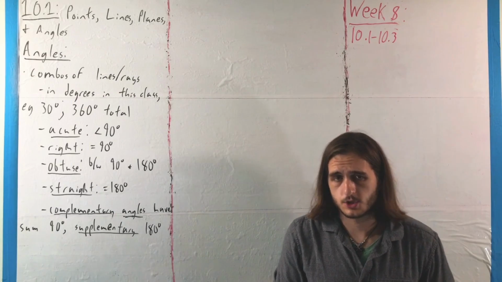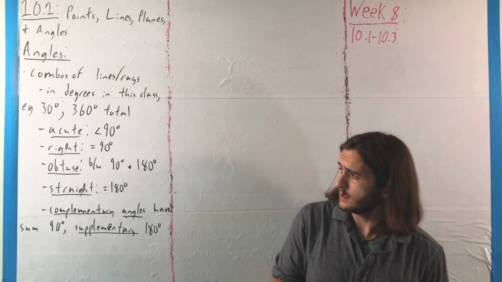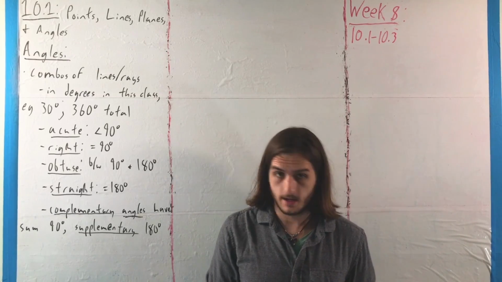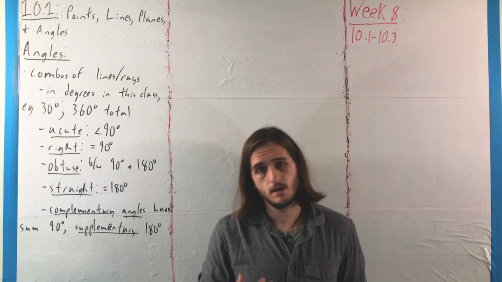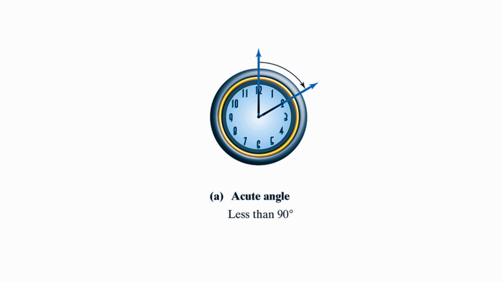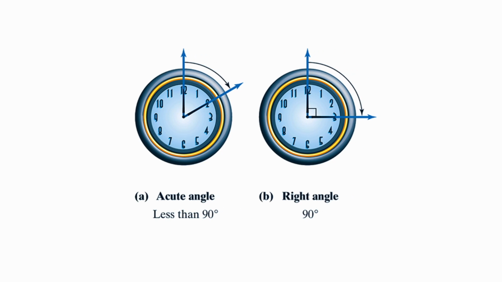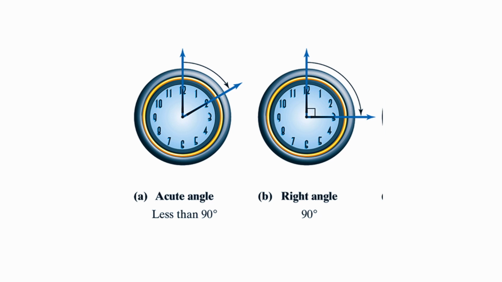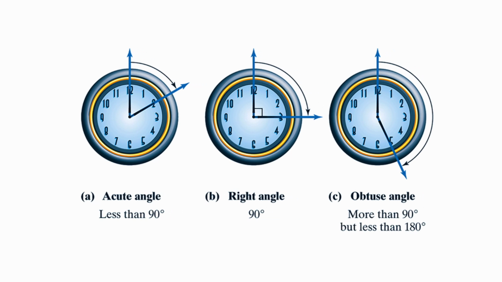With our very basic construction of what an angle is in mind, we can define a few special kinds of angles. We say that an angle with measure less than 90 degrees is called acute. From there, if an angle is exactly 90 degrees, we call it right, something like that 12 to 3 we saw last time. If we have something between 90 and 180, like the 12 to 5, that is called obtuse.